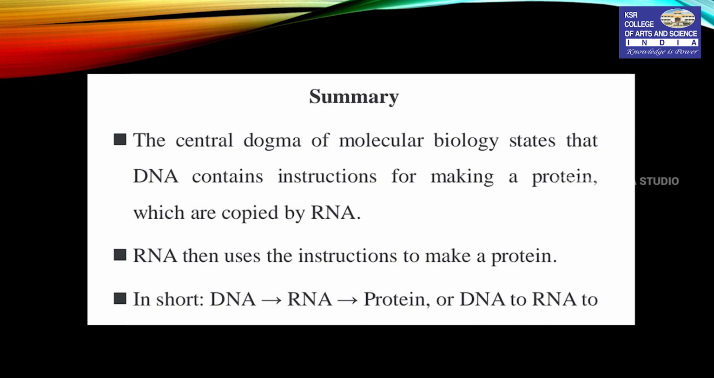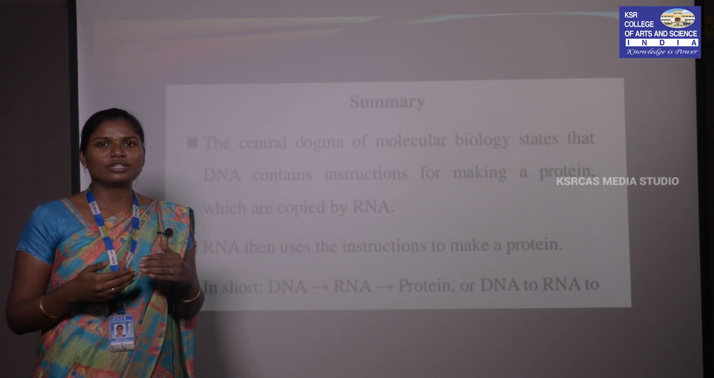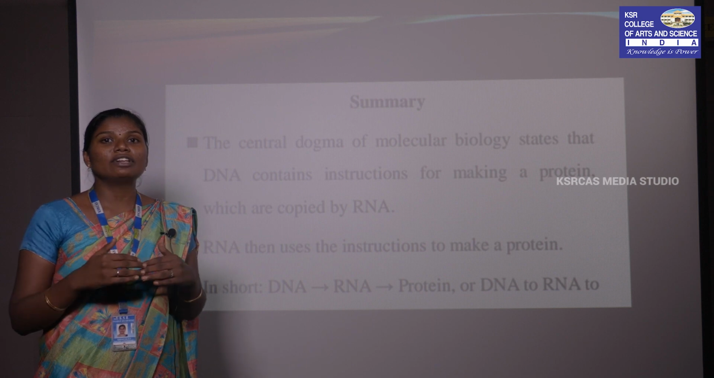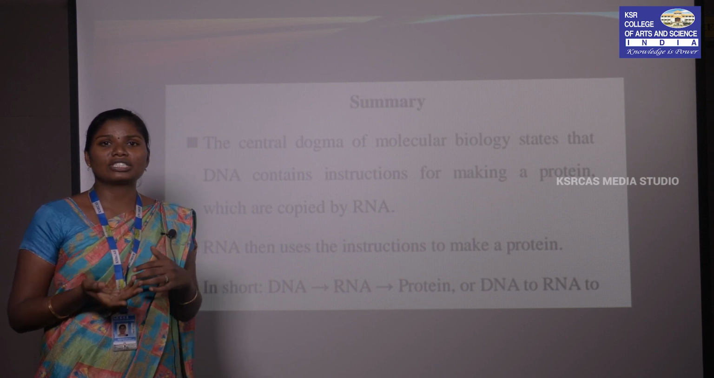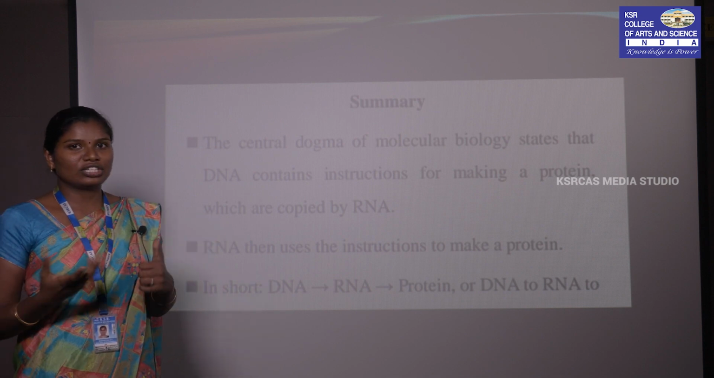The central dogma of molecular biology states that DNA containing some instructions is converted into RNA by the transcription process. Then it will be translated into a functional protein. RNA then uses the instructions to make a functional protein.